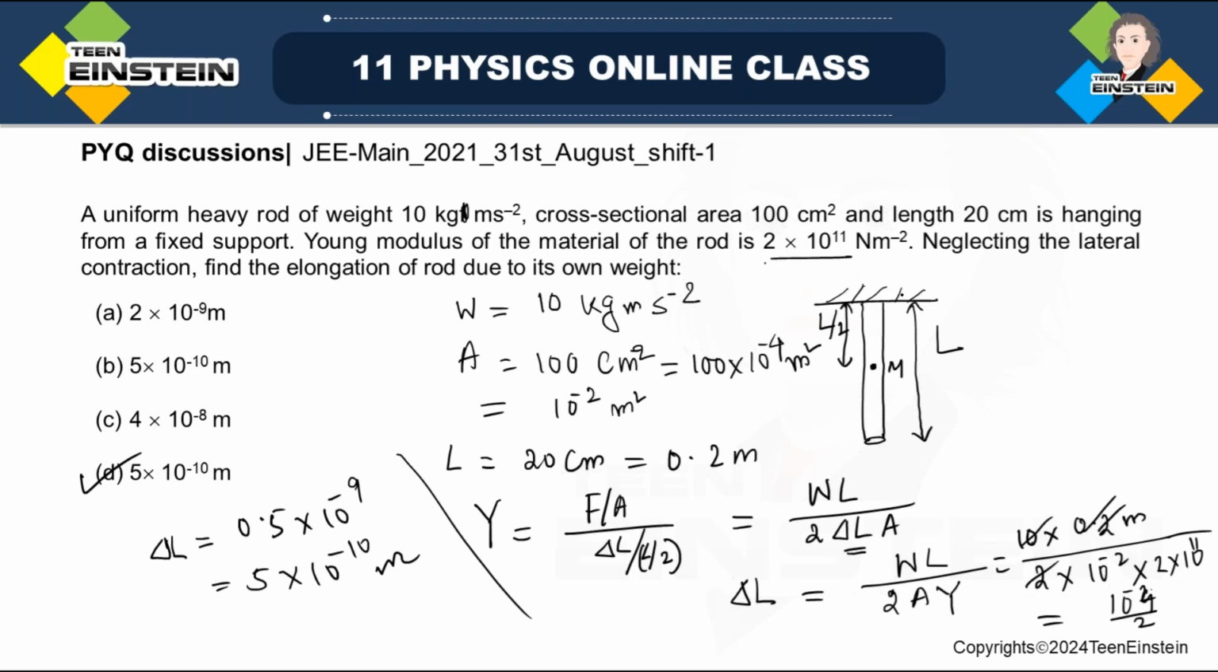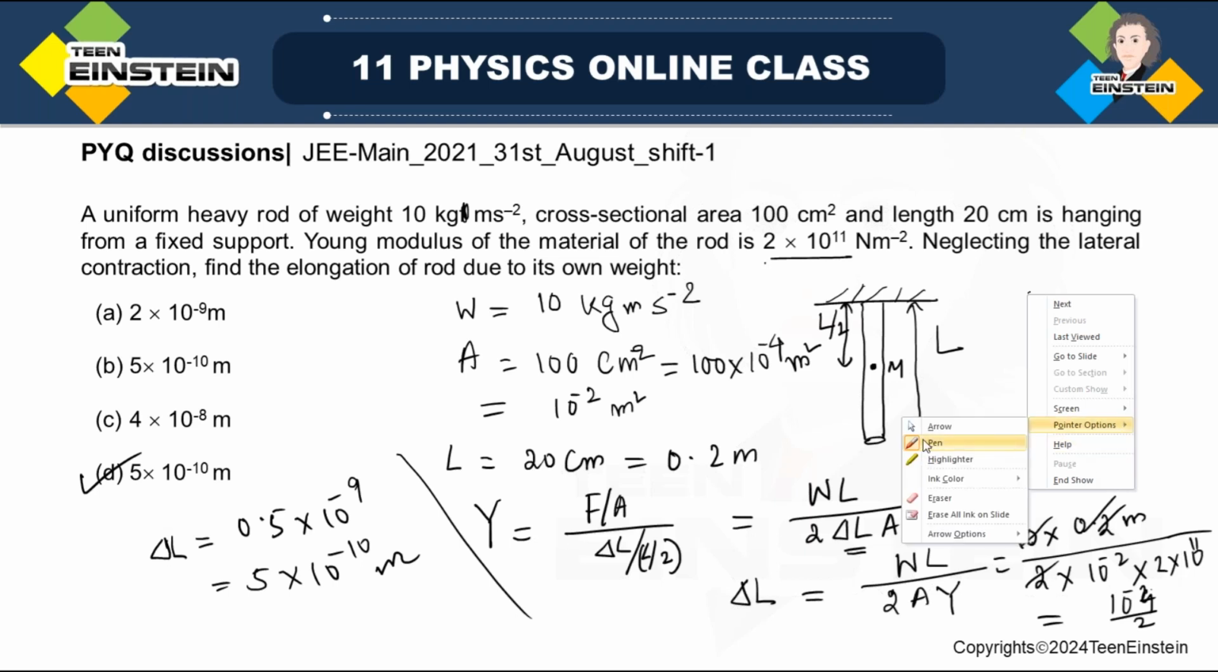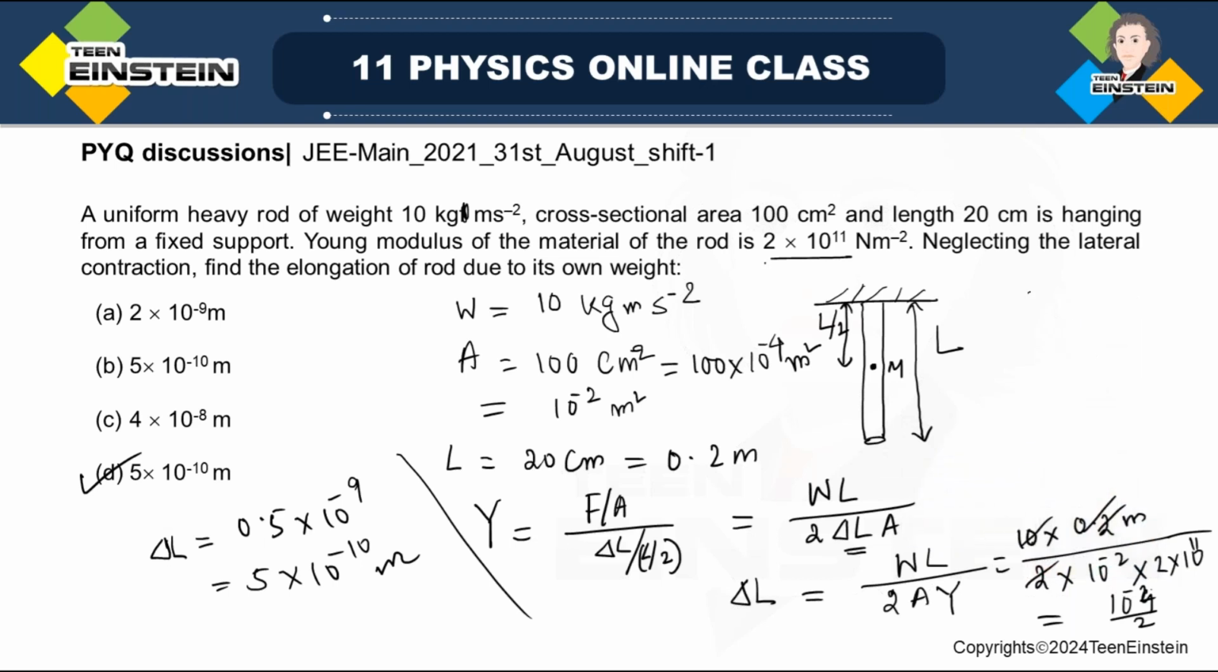So here the key concept is that, let me write in red ink. The key concept here is the length. You take initial length. The key concept is the initial length.